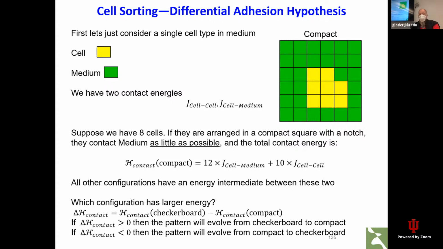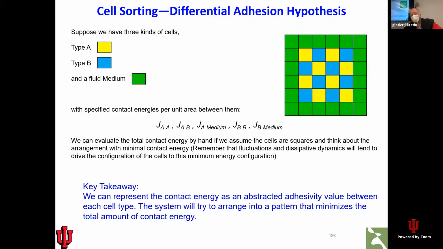And so now the question is if minus 20 J cell medium plus 10 J cell cell is less than 0, then I'm going to favor being compact. If it's bigger than 0, I'm going to favor spreading out. And so I can now reason on these patterns. This is what I'm talking about, thinking about what you expect to see before you do it. This is reasoning about these patterns to try to think about what you expect.